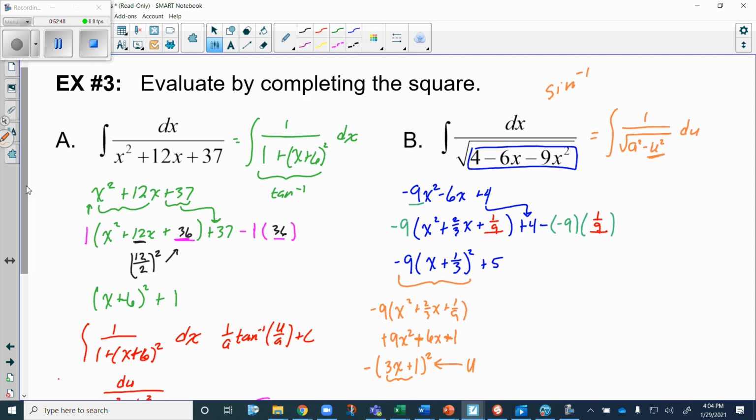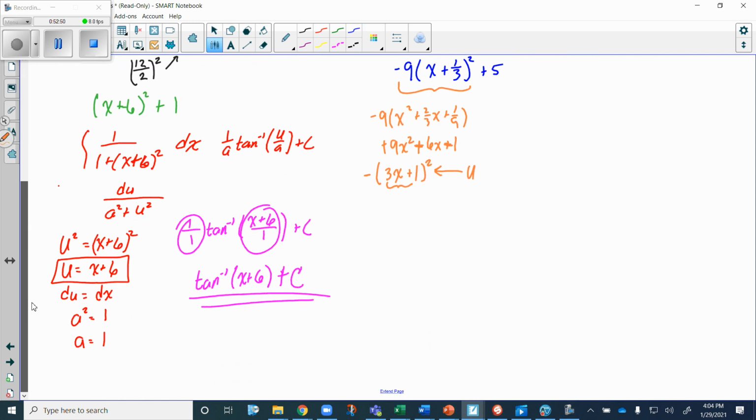So let's go ahead and rewrite the integral with the information that we have now. Here I'm going to have the indefinite integral of 1 over the square root of, going back to the original, we had a 5, there it is. So 5 minus the 3x plus 1 squared dx. Now we have some things to work with here. The u value in this case is going to be the stuff inside of the parentheses, just 3x plus 1.